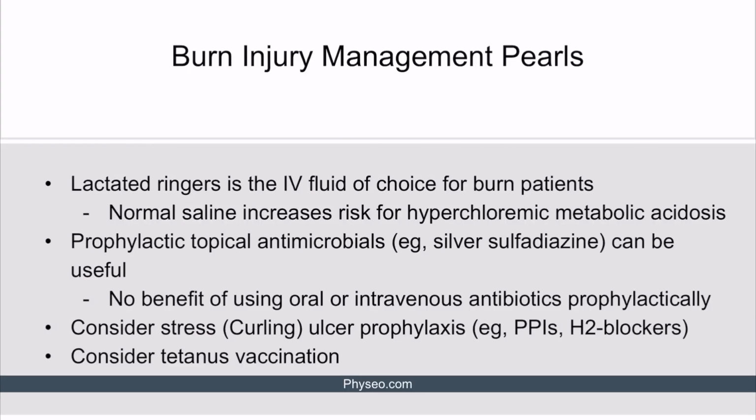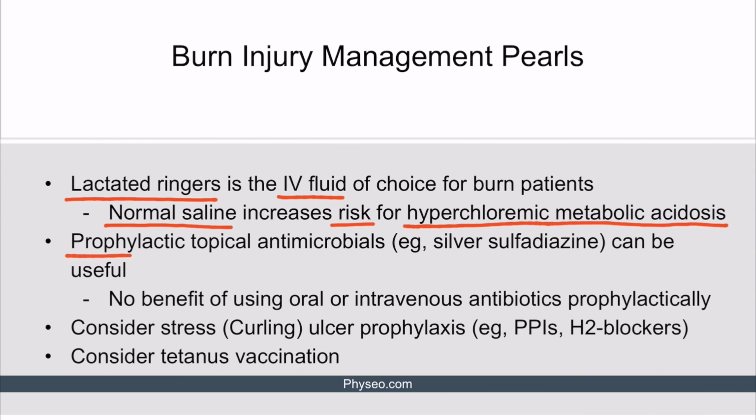Lastly, there are several burn injury management pearls that get tested on exams from time to time. First, you should know that lactated ringers is the IV fluid of choice for burn patients. This is because colloid solutions, for example an albumin infusion, have been shown to increase the likelihood of respiratory complications, whereas the alternative crystalloid solution, that is normal saline, increases the risk for iatrogenic hyperchloremic metabolic acidosis because burn victims require such high volumes of fluid resuscitation.